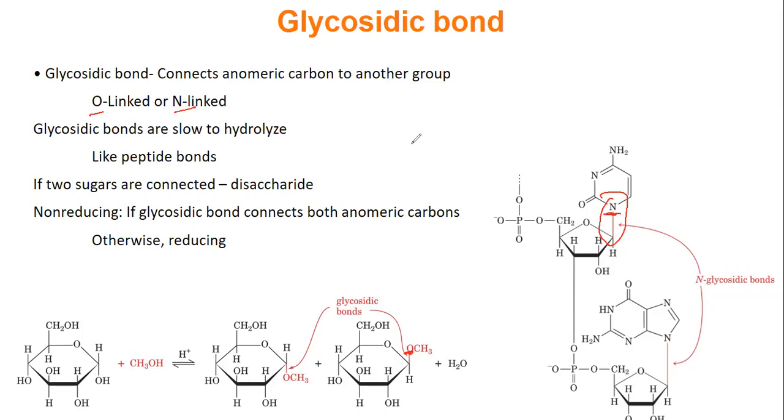Like I said, when you connect two sugars together, it's a disaccharide. If the glycosidic bond is between both anomeric carbons, it's non-reducing. So non-reducing is when both anomeric carbons of a disaccharide are in your glycosidic bond. If that's not the case, we call it reducing. Yes, it's a covalent bond. That is correct. That's why it's so hard to break.